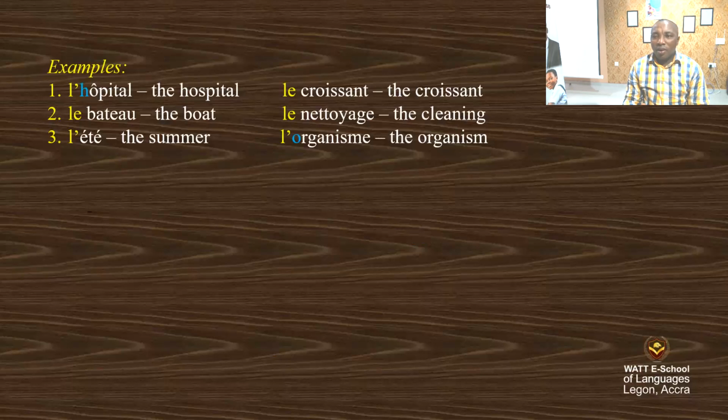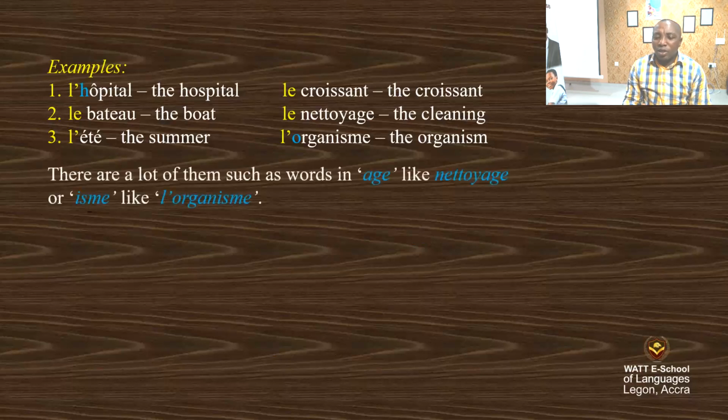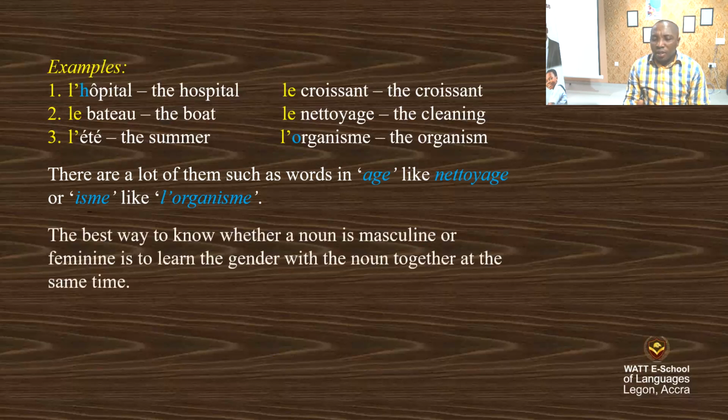Have you seen? All right. There are a lot of them, such as words in -age, A-G-E, like nettoyage, or -isme, like l'organisme. For these words, the best way to know whether a noun is masculine or feminine is to learn the gender with the noun together at the same time. If you want to know that the noun is masculine or feminine, you add the article so that you may understand it better, instead of learning the words alone.